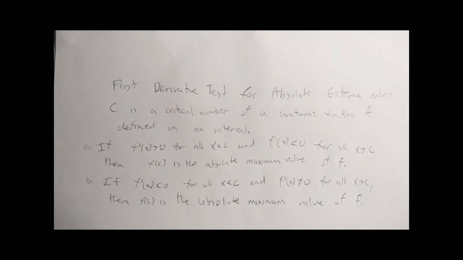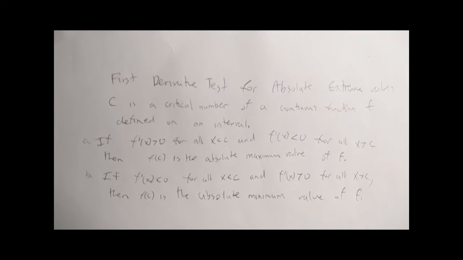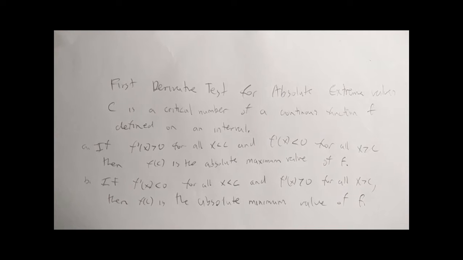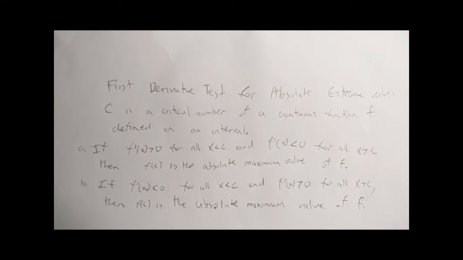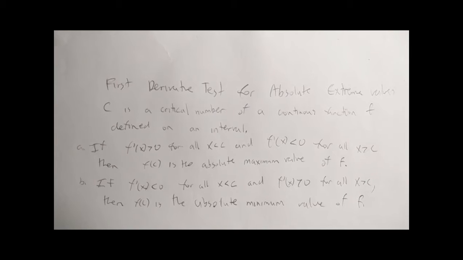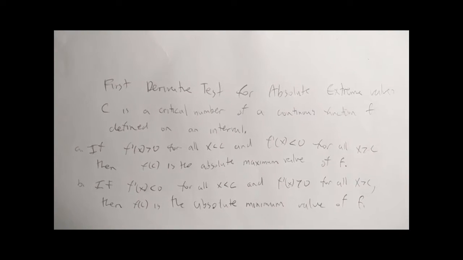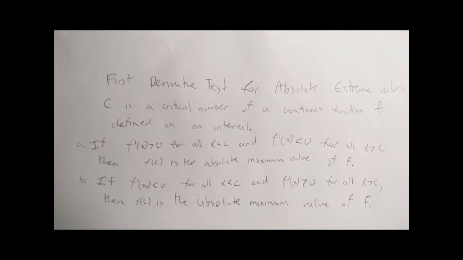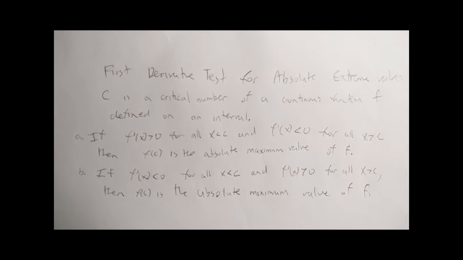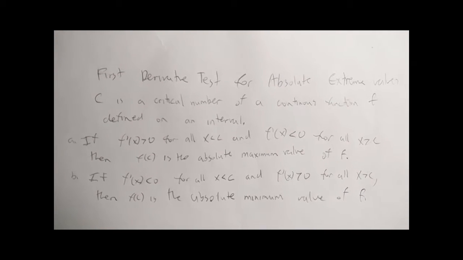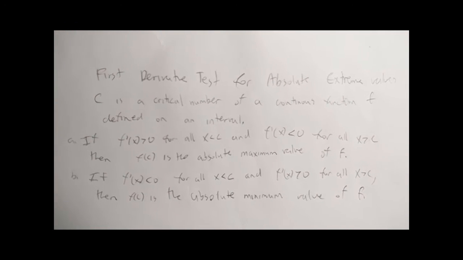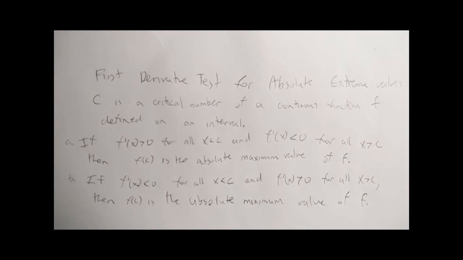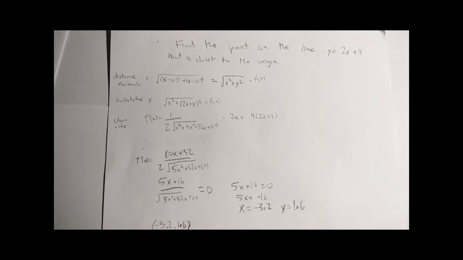C is a critical number of a continuous function f, defined on an interval. If f prime of x is greater than 0 for all x less than c, and f prime of x is less than 0 for all x greater than c, then f of c is the absolute maximum value of f. If f prime of x is less than 0 for all x less than c, and f prime of x is greater than 0 for all x greater than c, f of c is the absolute minimum value of f.